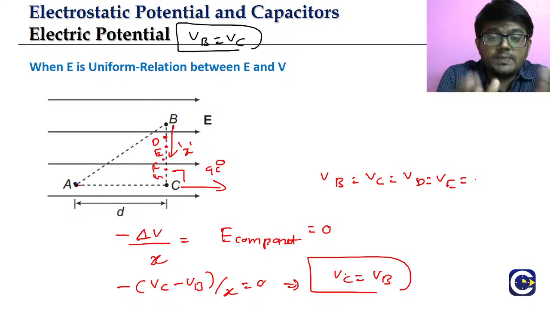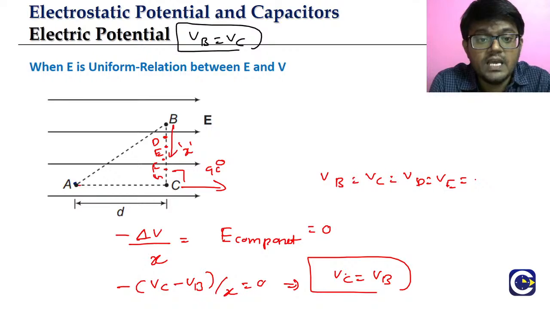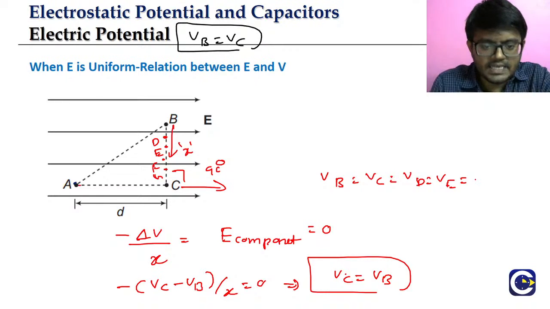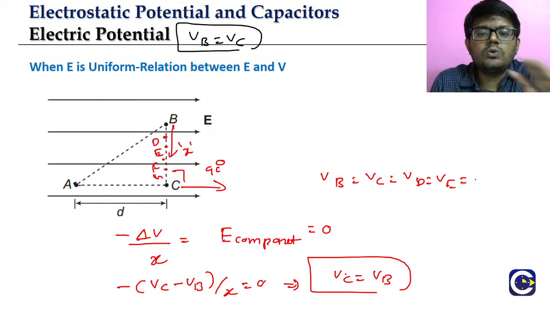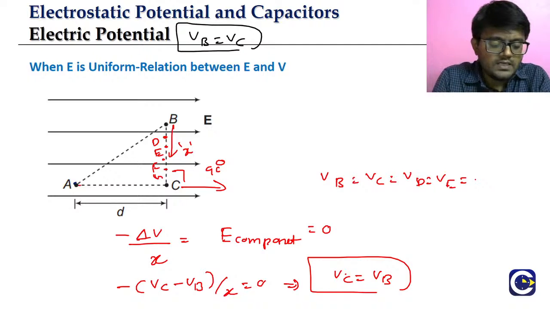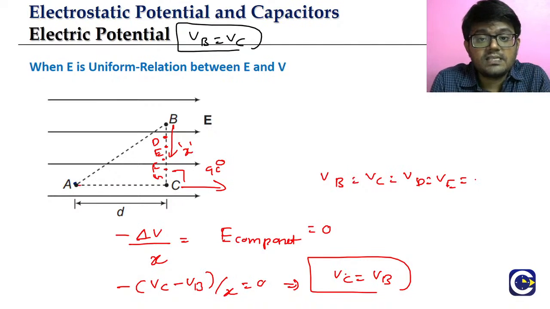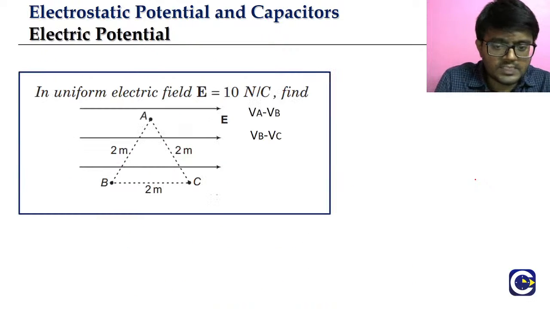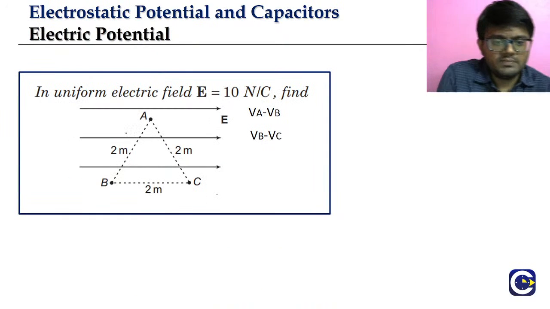Adukku we will give a special name. We will call it as equipotential surface. What do we call it as? Equipotential surface. Okay, but now we need to understand how we get the relation between the potential difference between 2 points in case the electric field is uniform electric field. Okay, so in that case we will just look at one sample question.